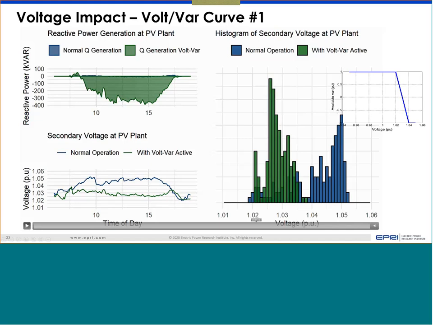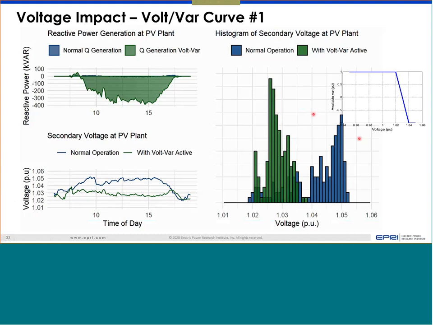So that means voltage was high, even higher than 1.03. By absorbing the var, it managed to pull all these voltages down to below 1.04. It has managed to do that. If you notice it, I can bring my laser back.